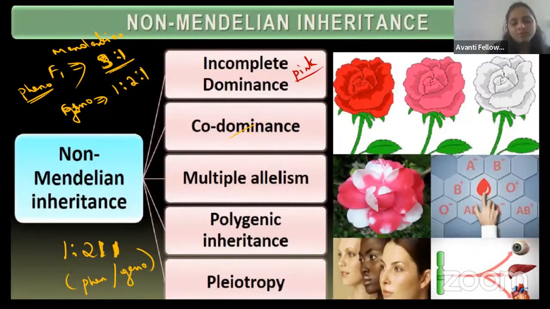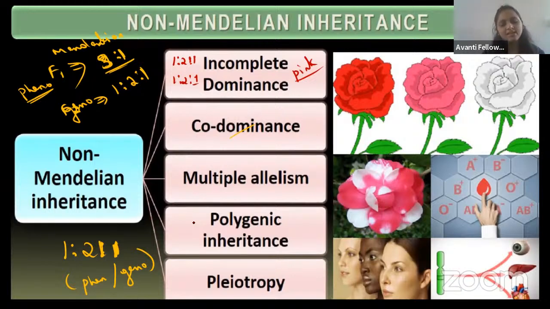What is the ratio of the phenotypic character? That is 1:2:1 only. What is the genotypic ratio? 1:2:1 only. That is incomplete dominance. Some of them always confuse between incomplete dominance and codominance. Remember, examples are Mirabilis jalapa and snapdragon. Mirabilis jalapa we also call the four o'clock plant. If you are getting a pink color flower, that is incomplete dominance.